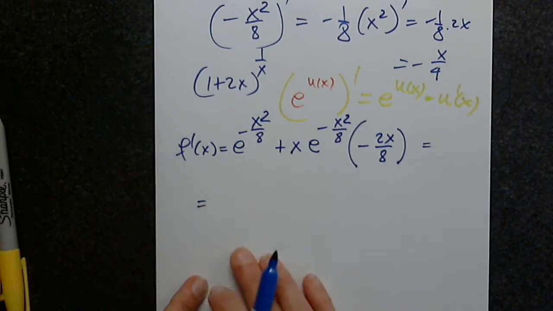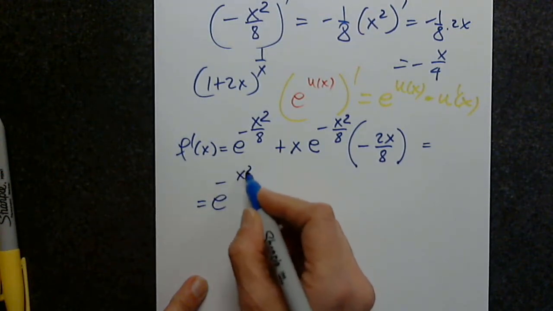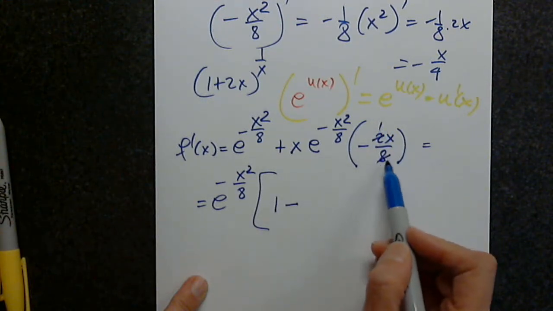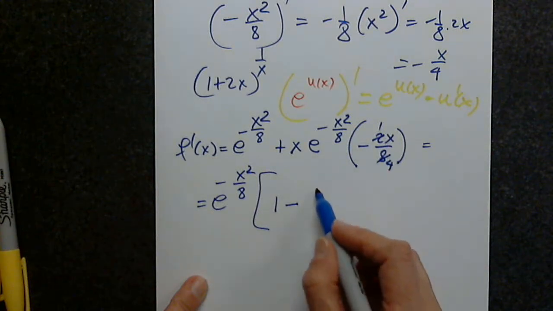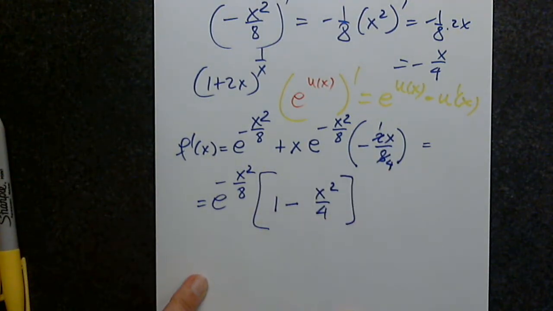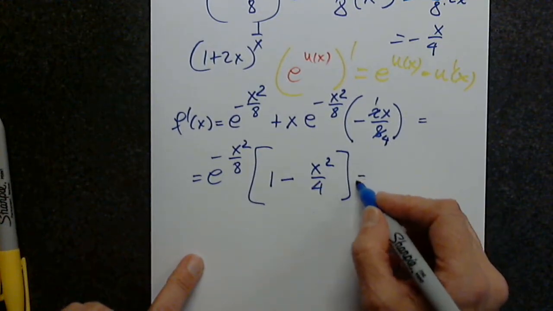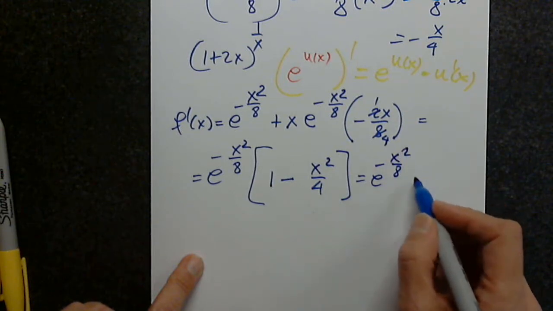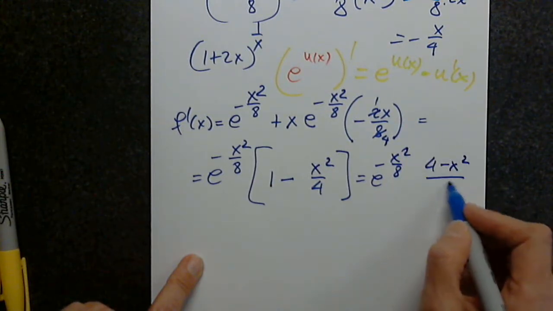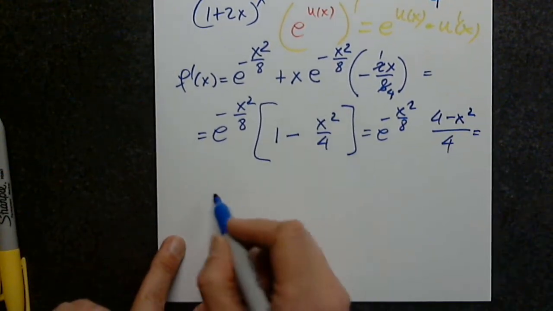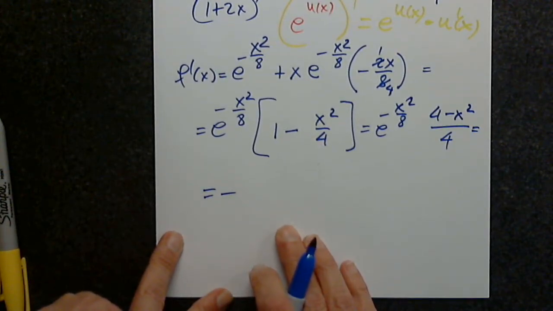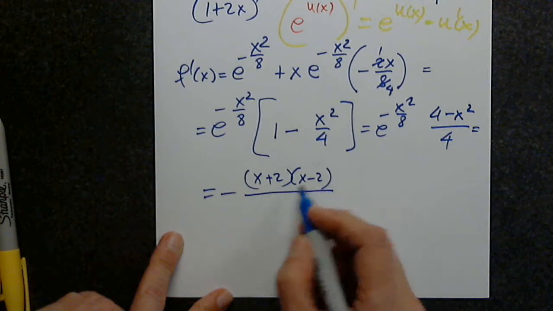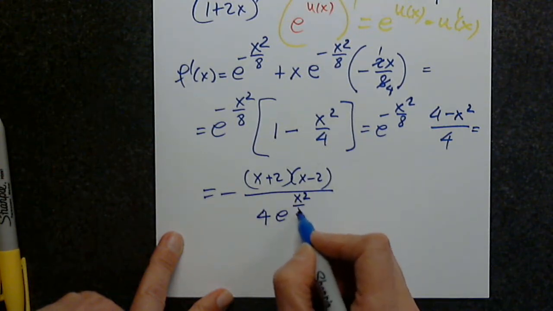Obviously, I will have to pull out the e to the negative x squared over 8, and then I have 1 minus, so I'll simplify, and I get negative x squared over 4. Then inside I will have e to negative x squared over 8 multiplied by 4 minus x squared over 4. And you already know me, I'm going to factor out negative 1, and then factor into x plus 2, x minus 2 over 4 e to x squared over 8.